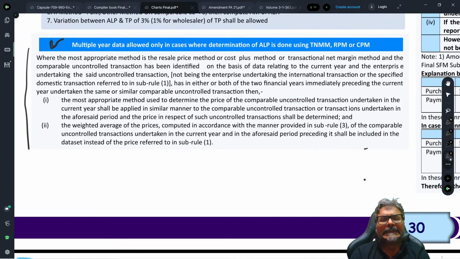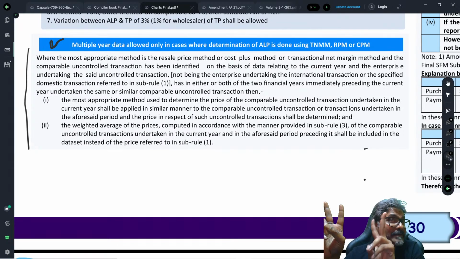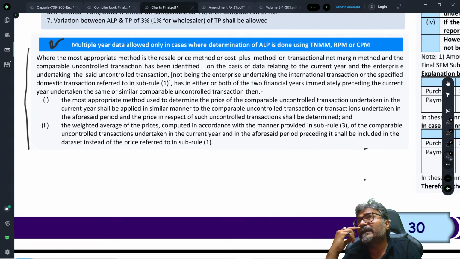Isn't it? So margin is what we take. Margin of the comparable, isn't it? In these three methods, students, we take the margin of the comparable. Now, please understand this. The margin depends on two factors. Which are those two? One is the cost, another is the selling price. All of you will agree, Palak.